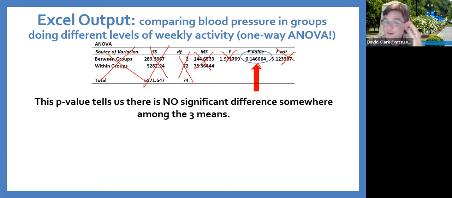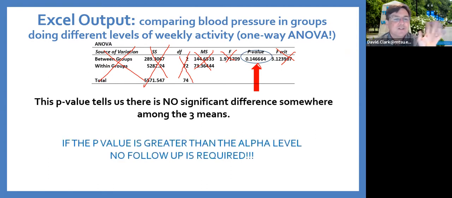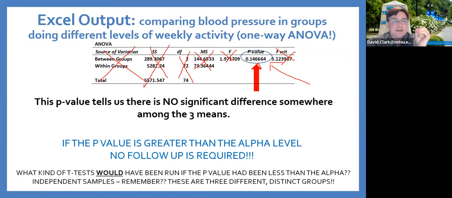And again, it's being recorded, so please, just screenshot. If the p-value is greater than your alpha, ding ding ding, then you don't need to do any follow-up tests because you already know there's no significant difference among all those means. No need to go any further. So what kind of t-test would have been run? That would have been an independent samples t-test. These are 3 different groups: the non-exercising, the exercising a little bit, and the exercising a lot, or whatever.